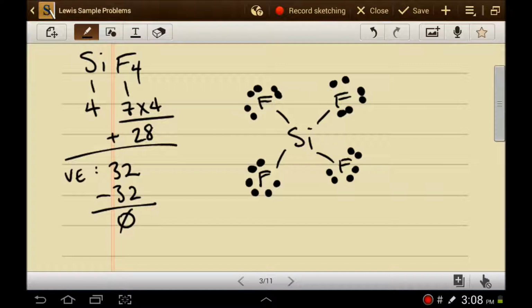Step 5. If the central atom has less than 8, it would need multiple bonds. In this case, the silicon already has 2, 4, 6, 8 electrons around it, so this is stable and there is no need to create double bonds. You only create double bonds if the central atom has less than 8 valence electrons around it. So this structure is good. There are no square brackets because it is not an ion.